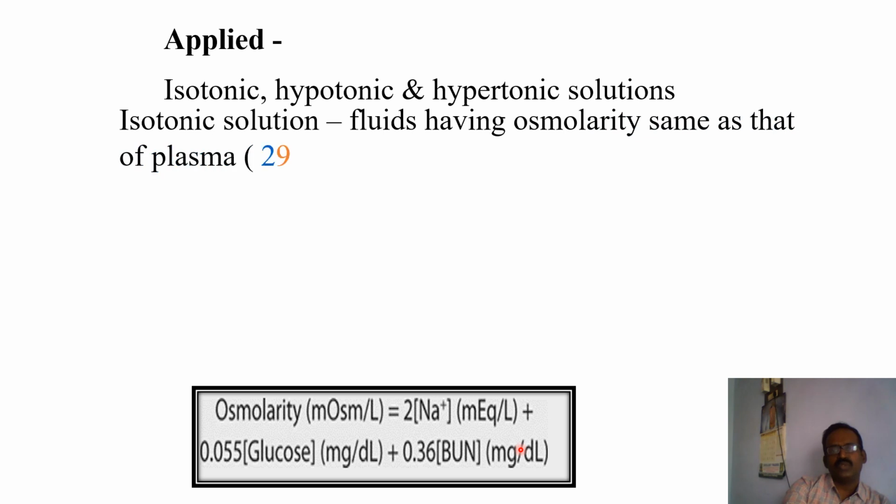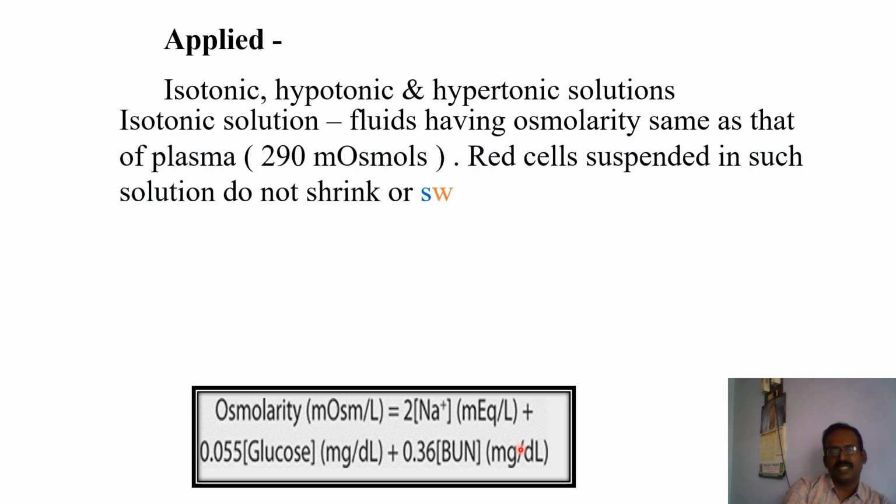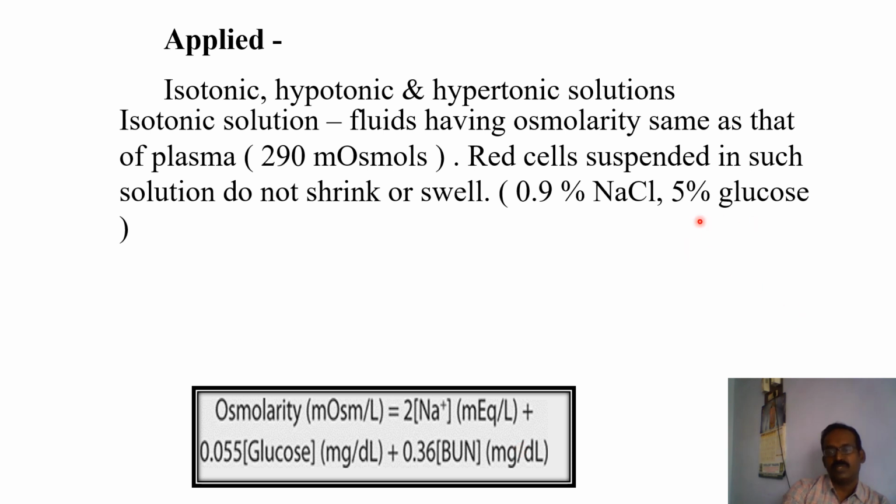The isotonic solutions are fluids having osmolarity same as the plasma, the 290 milliosmoles. Red cells suspended in the solution do not shrink or swell. The 0.9% sodium chloride and 5% glucose are isotonic solutions. So routinely in the hospital setup we use 0.9% sodium chloride and 5% glucose as IV fluid. These are the isotonic solutions, so it will not affect the shape and size of the RBC.